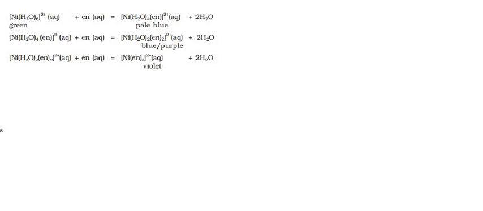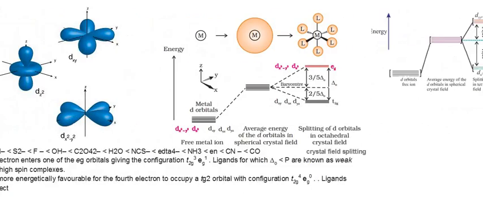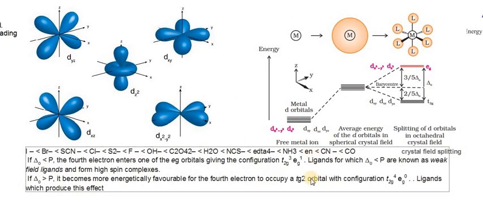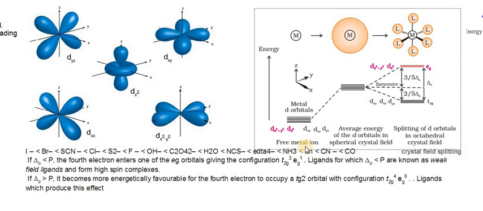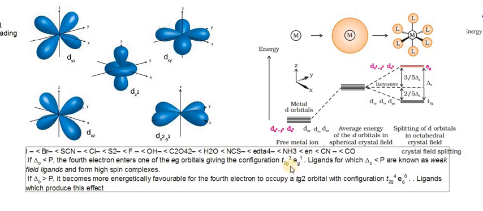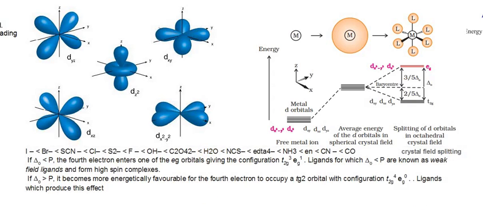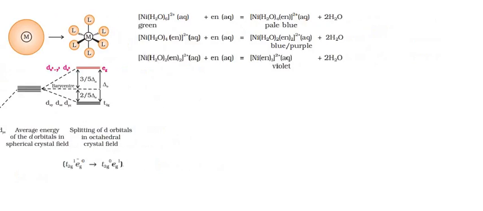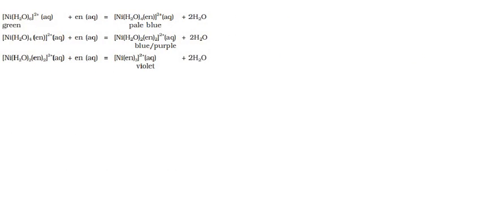So this way we can say that ethylene diamine is a stronger ligand as compared to water, and this is true for this series as well. In the series we have already seen that ethylene diamine is a stronger ligand than water, and so it's happening in these subsequent reactions.